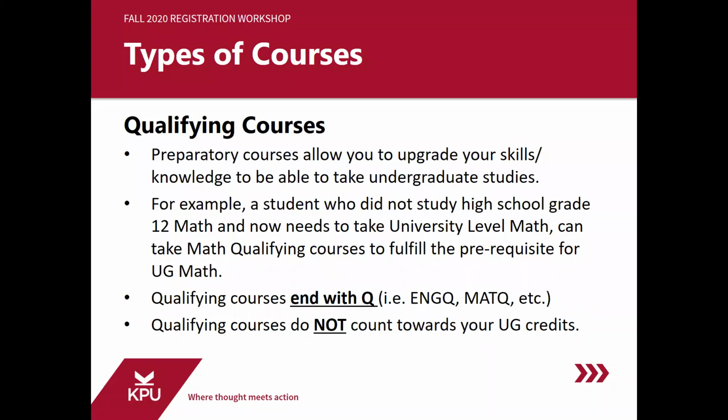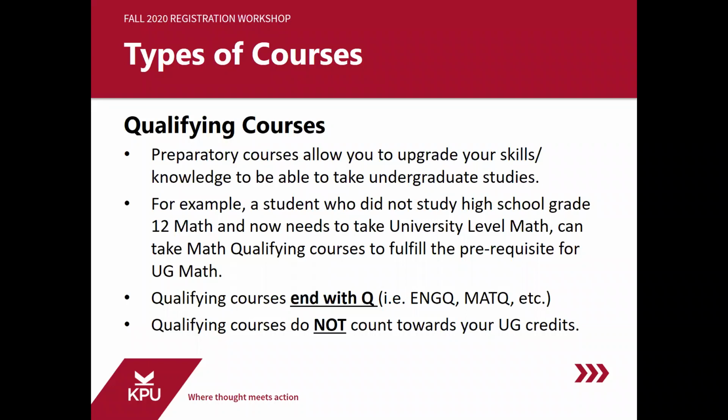Okay, so in terms of qualifying courses, these are the courses that will help you upgrade your skills or knowledge that you need in order to take the undergraduate level courses. So for example, like what we talked about for students who do not have high school grade 12 math, and want to take a university level math, they may do the math qualifying courses to fulfill the prerequisite requirement so that the student can take the university level math.